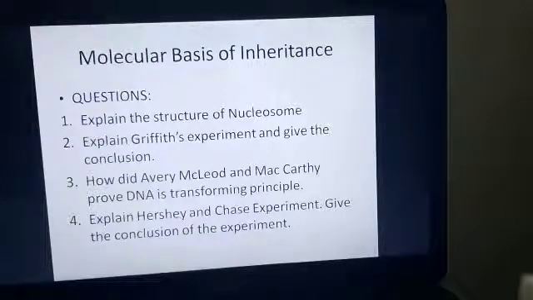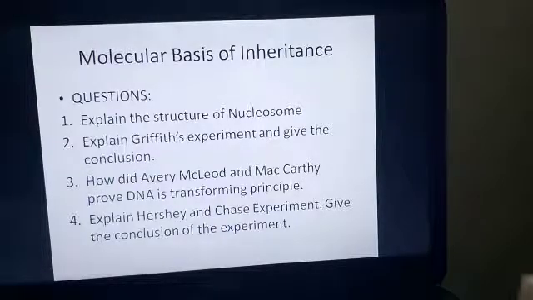This particular question has come in the examination paper a couple of years ago. So you have to completely explain the structure of nucleosome. You have to go into the details of histone structure as well as how many histone proteins are present and linker DNA. All those things should be explained with the help of a diagram for this particular question.